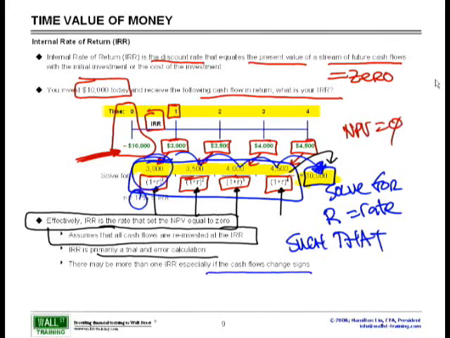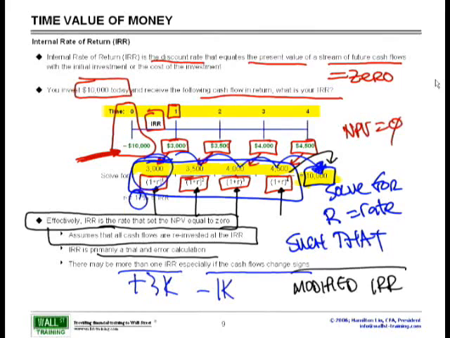If the cash flows change signs, in other words, I made $3,000 this year, then I lost $1,000 next year, you may have multiple IRRs in that particular case. We won't cover that in here, but then you would use the modified IRR approach to handle that particular calculation.